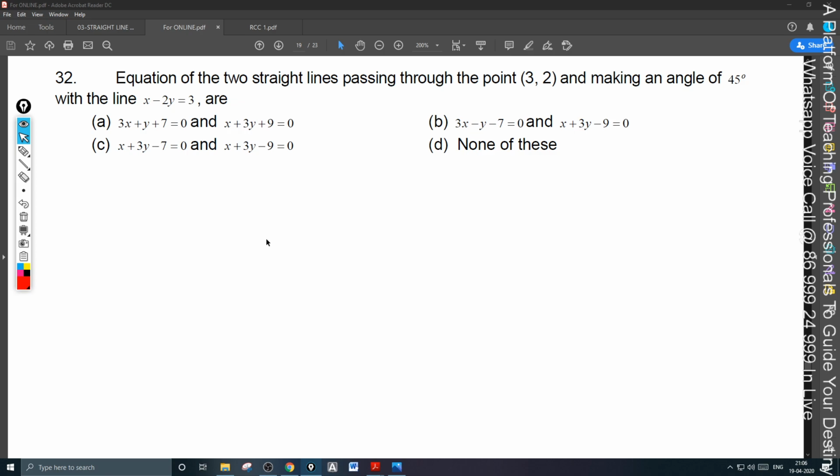Equation of two straight lines passing through the point 3, 2 and making an angle 45 degrees with a line x minus 2y is equal to 3. It's also a direct question. Comfortably we can do that.